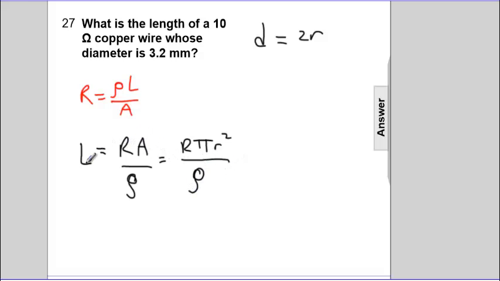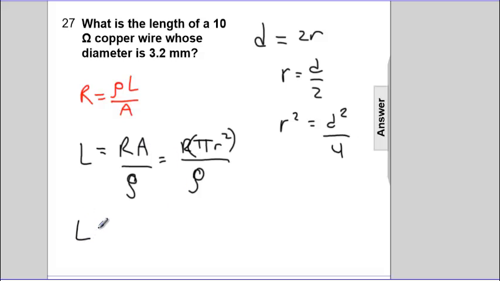Let's give it a shot. Length is R times pi r squared divided by the resistivity. So now we're going to solve this in terms of diameter. What is r? r is diameter divided by 2, and r squared is still d squared divided by 2 squared. Oh, that's messy. Divided by 2 squared is 4 still.